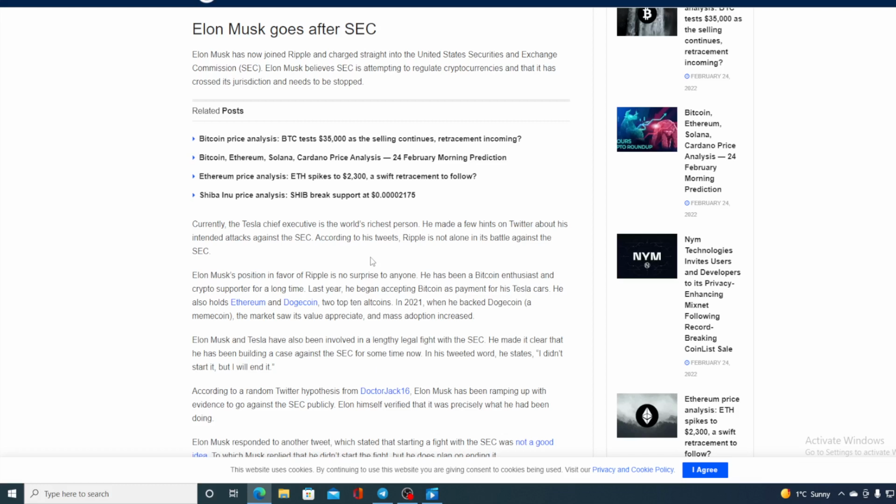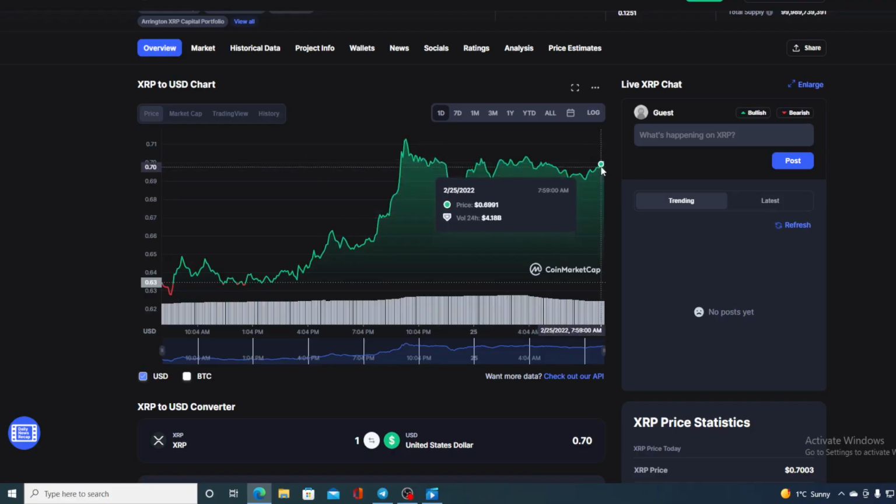He has been a Bitcoin enthusiast and a crypto supporter for a long time. Last year, he began accepting Bitcoin as payment for his Tesla cars. He also holds Ethereum and Dogecoin, two top 10 altcoins. In 2021, when he backed Dogecoin, the market saw its value appreciate and mass adoption increased. So you can imagine, guys, where is this going to take the price of XRP?